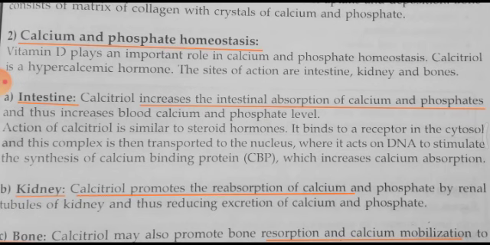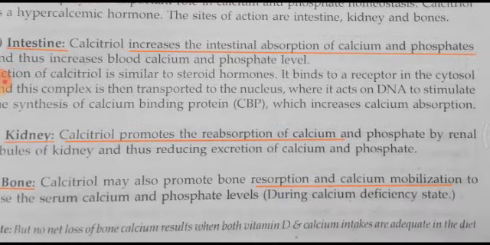The calcitriol is going to stimulate the part of the DNA that is going to synthesize calcium binding protein, and as the name itself indicates, calcium binding protein is going to bind the calcium and increase the calcium absorption in the intestinal area. Next is the kidney.